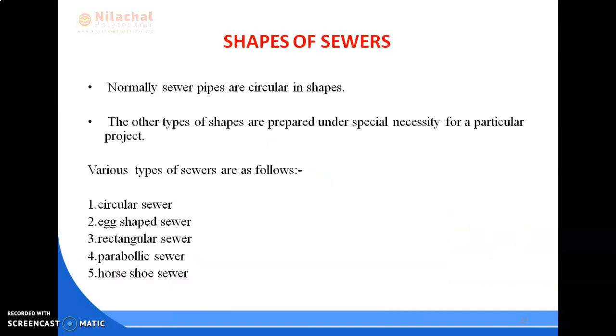Then, shapes of sewers. Normally, sewer pipes are circular in shape. The other types of shapes are prepared under special necessity for a particular project. But after that there are also various types of sewers present. Number 1, circular sewer. Number 2, egg-shaped sewer. Number 3, rectangular sewer. Number 4, parabolic sewer. Number 5, horseshoe sewer. So, these are the basic shapes of sewers.